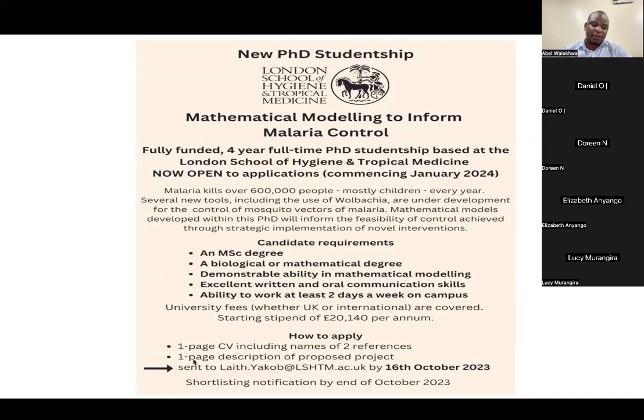So number one, okay, bullet number 2 is a one-page description of your proposed project. And for me, that's what I want us to talk about today. The entire 1 hour we shall be discussing that one-page description of your proposed work. So that requirement number 2 on how to apply is why we are here this evening.